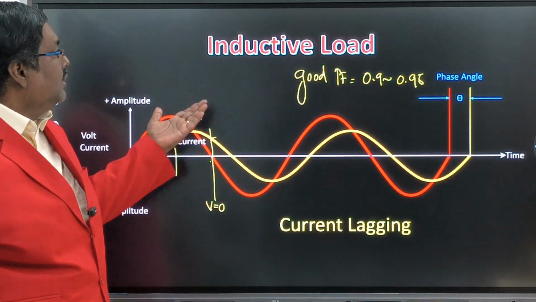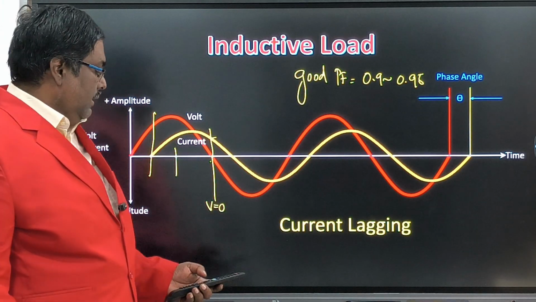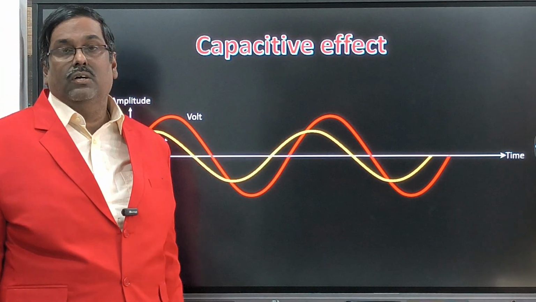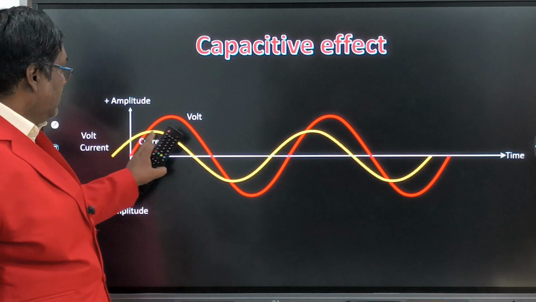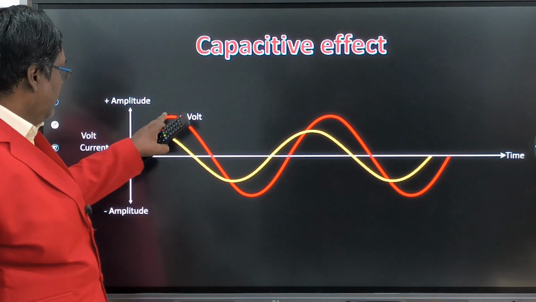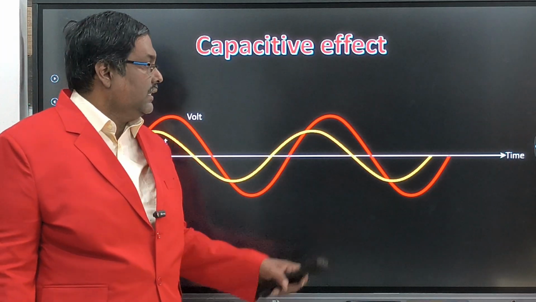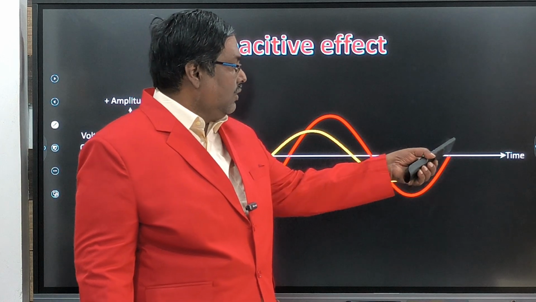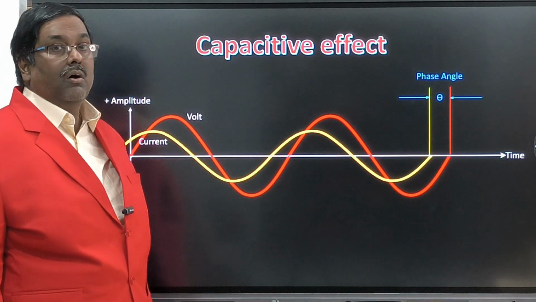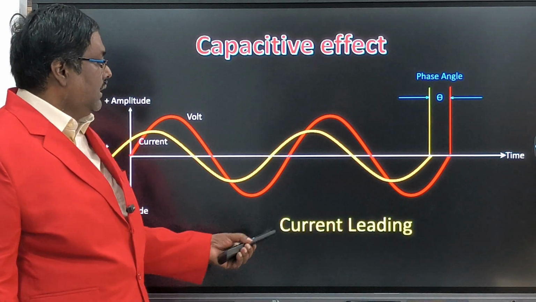Okay. Now you got the idea of the inductive load, and what its effect is on the sine curves. And now we will talk about the capacitive effect. I told you, it is an effect, it is not a load. Okay. Capacitive effect, you see, the current is leading, advanced. Before the voltage is supplied, there is a current movement, and here it is crossing the 0 line. There we are taking the phase angle. So the phase angle will now be in the leading direction. So this time you will say current leading.